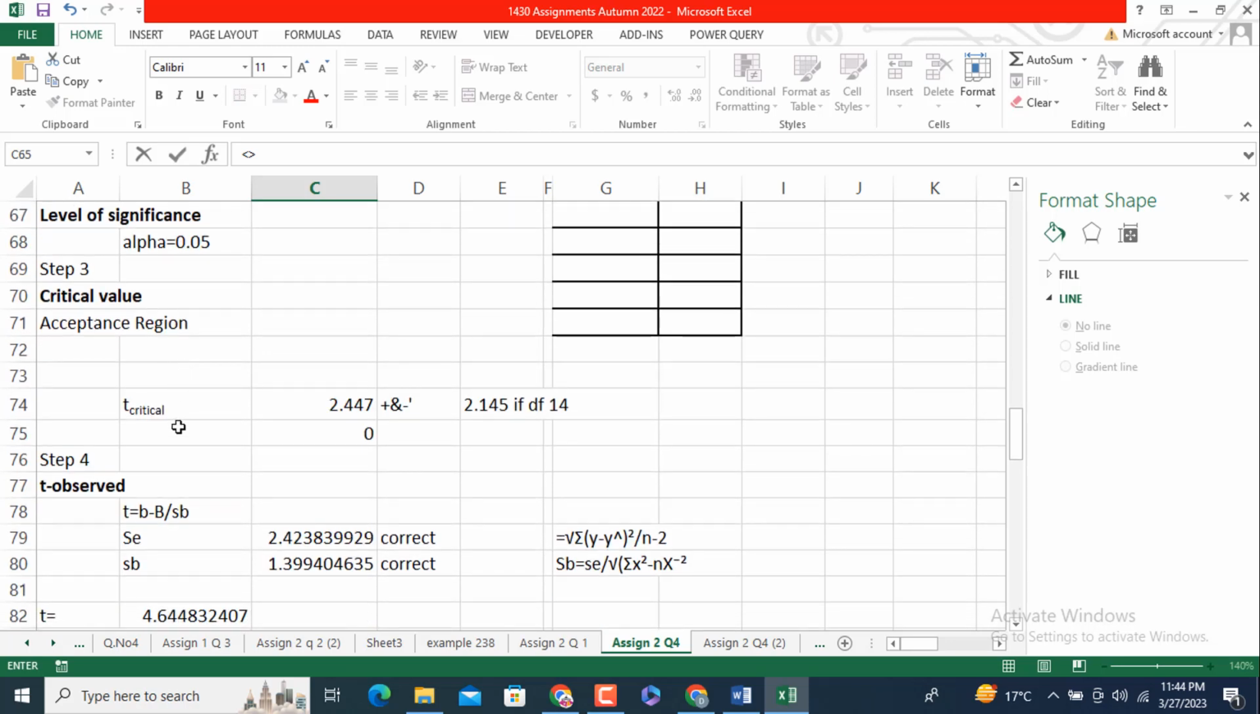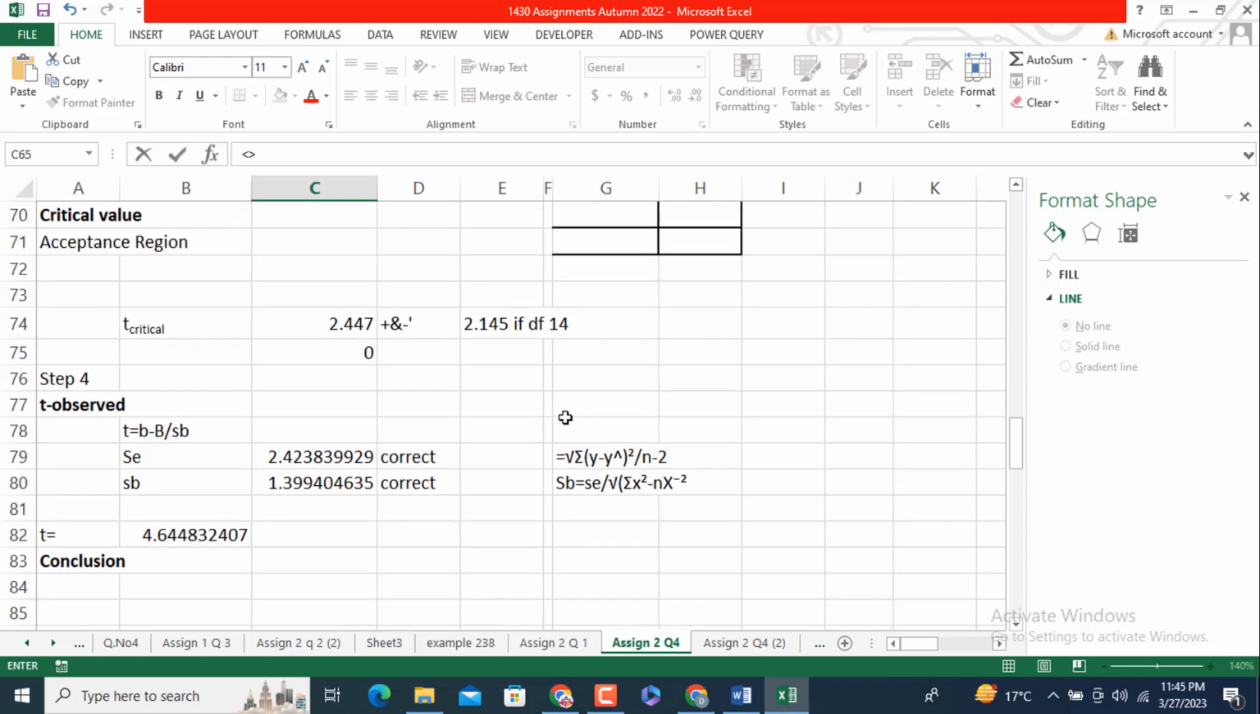We are going to determine this, so we will go to the table. From the table you will get this value 2.145, and I am going to use the degree of freedom. This is plus minus because this is a two-tailed test, so I am going to use plus minus 2.145 because I am using this degree of freedom, n minus 2. So come to the t observed, meaning t calculated.